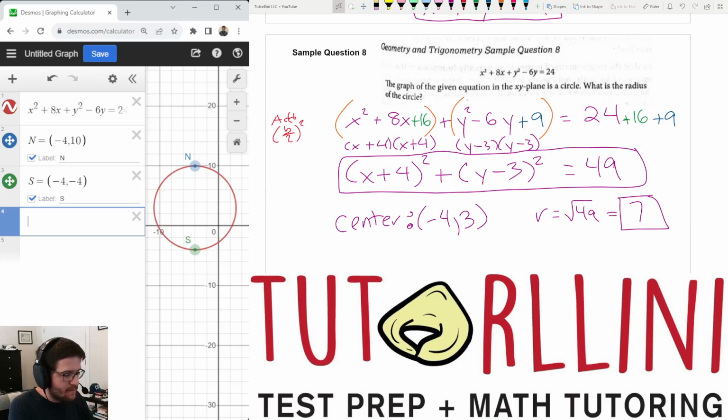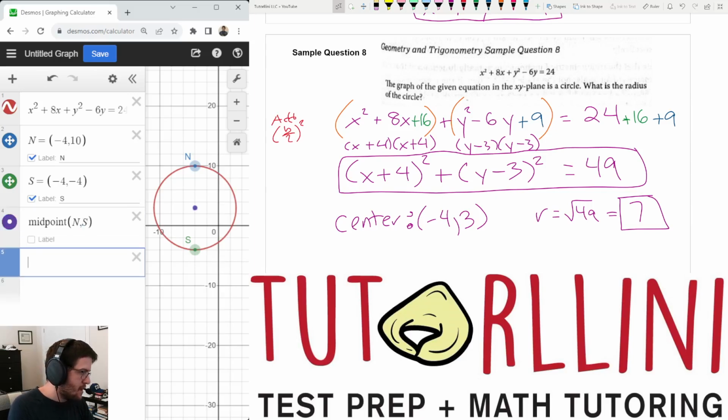Okay, so the center is the midpoint of those two. So let's type midpoint N, S. And then I click on label and it'll tell it to me. So -4, 3. Boom, we did a good job.